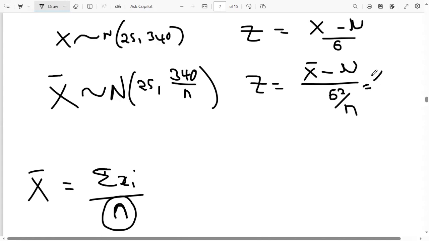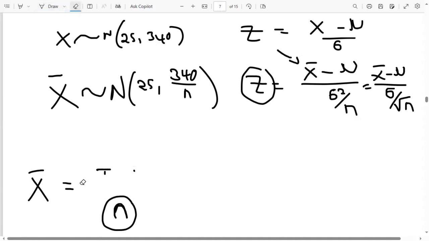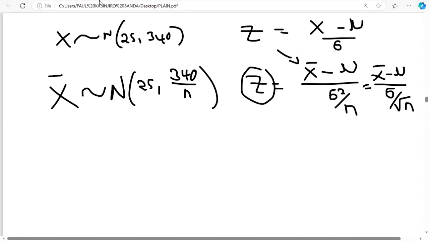Some people write it as x bar minus mu, and then they take the square root here. So you're going to remain with the what? The variance divided by the square root of the what? n. So we're going to use this formula here for the z-score of the sampling distribution of the mean, and not this. Okay, so I've explained what we're going to use. So now let's look at the question. Okay, so the question is asking us to find what?